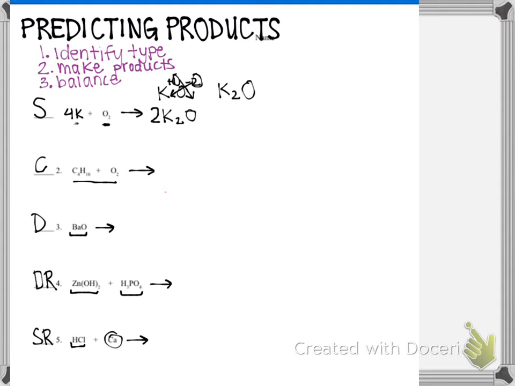4K plus O2 gives you 2K2O, and that would be the final answer. Number 2, a combustion always has product CO2 plus H2O. So that's always going to be your product, and we're not going to balance it because I'm going to do an entire little section on balancing combustion reactions. But know that that is not balanced. You would have to then go and balance it.